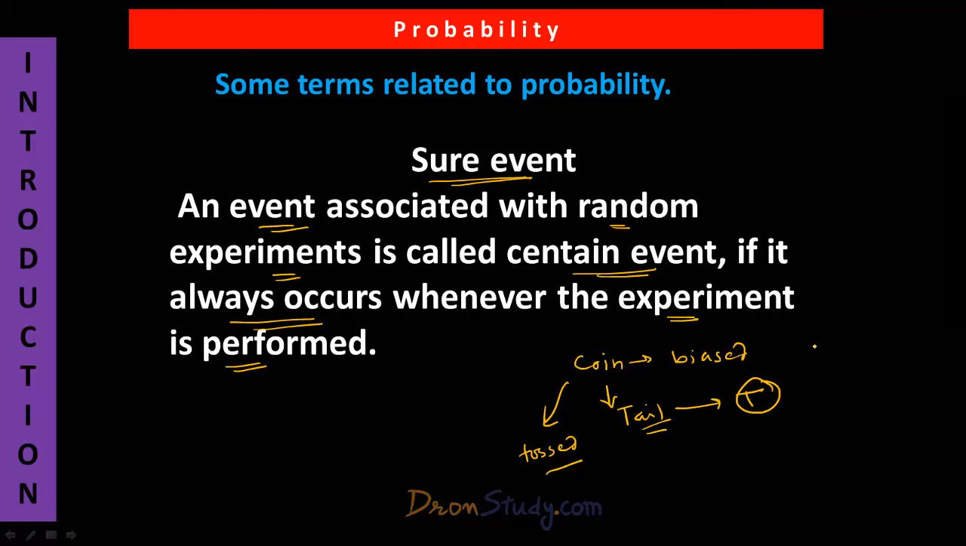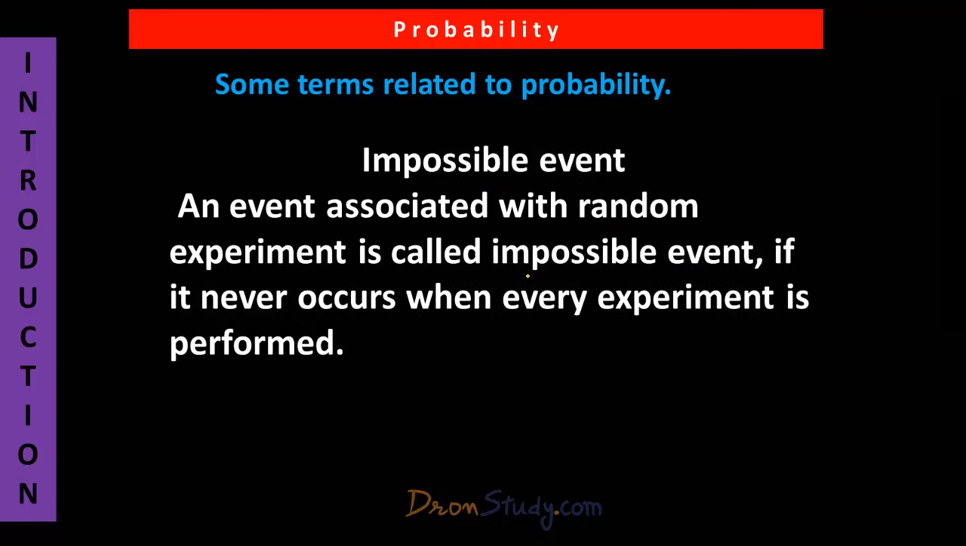Generally the coin is not biased, it is unbiased. It means one side it is head and the other side it is tail. But if it is a biased one and both sides are tail, then every time the coin is tossed, the outcome will always be T, that is tail. So such an event is called a sure event.